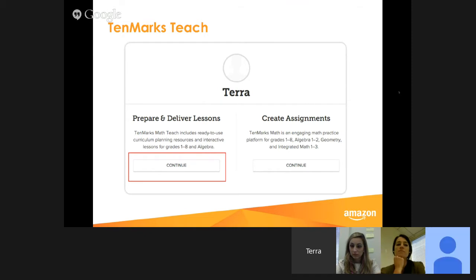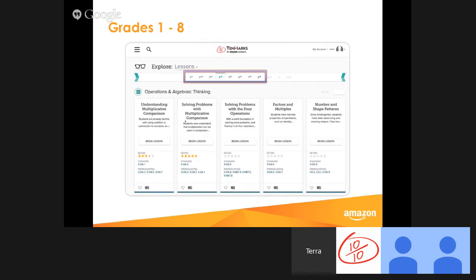So right here what I'm looking at is the login screen. If you're familiar with TenMarks, you know that we can use the TenMarks Math side where you go in and create assignments, or you can jump right in on the left-hand side here to prepare and deliver lessons, and that's how you'll access the products I'm talking about today. The next slide you see here is the Explore page, and you can see that we have lessons and resources covering grades 1 through 8 currently, with more grades coming soon.